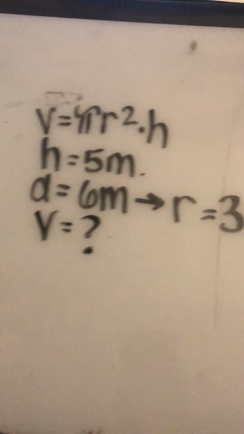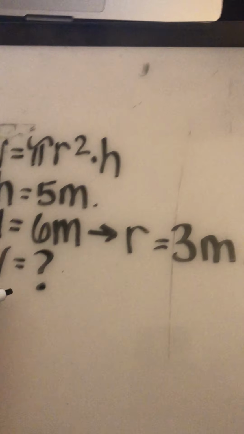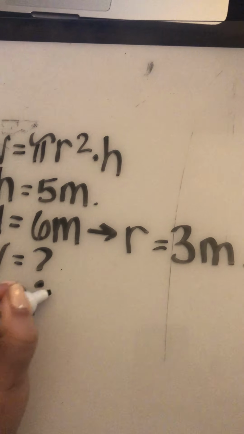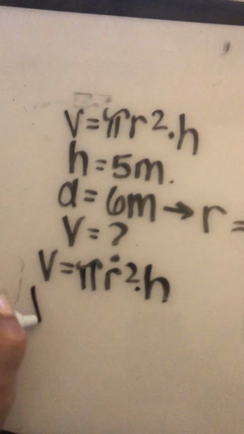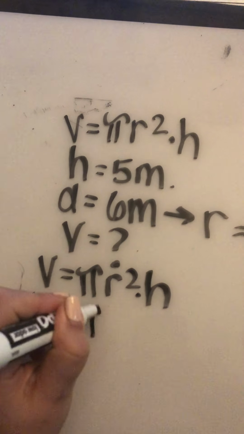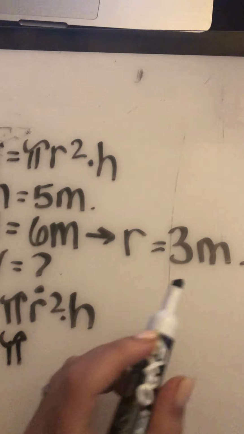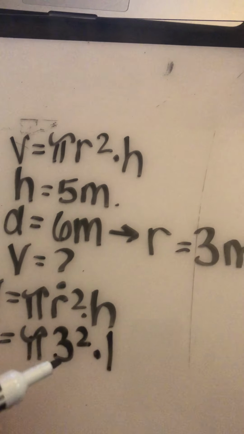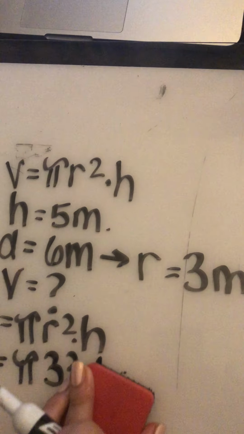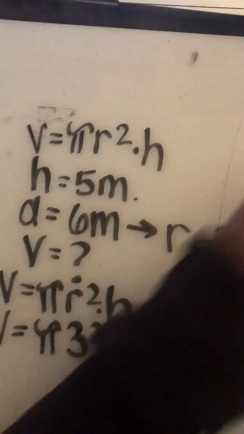So let's plug in our information. So I'll rewrite the formula. Pi r squared times the height. Okay, plug in what we know. So V equals pi times, my radius is 3, so 3 squared times, oh, look at me, I'm writing H again, times 5 because we have our height.